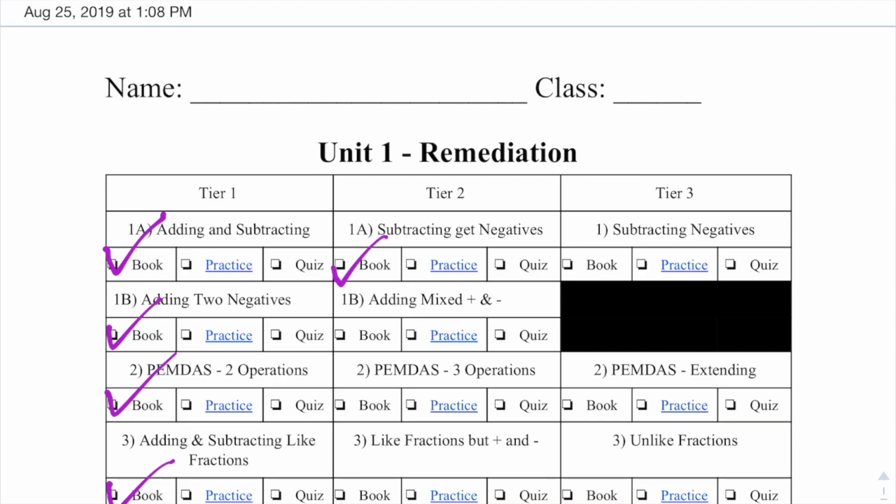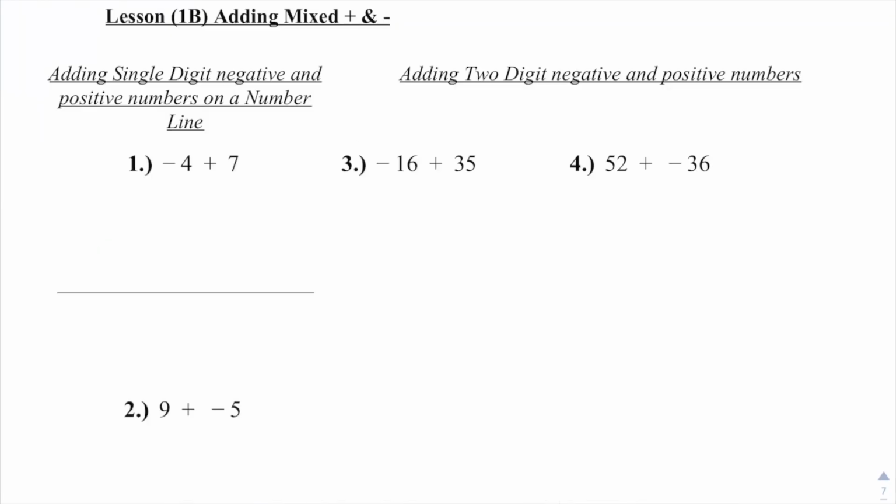We're back into our Unit 1 booklet. We are in Tier 2, Lesson 1b, adding mixed positives and negatives. So let's check off our booklet. And here we are with our Lesson 1b, adding mixed positives and negatives. So let's, again, take a couple different approaches with this that we've gone over already in Tier 1.